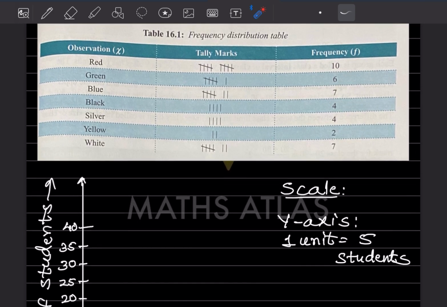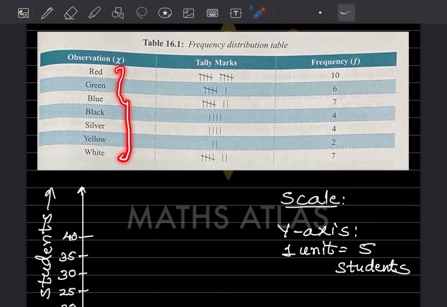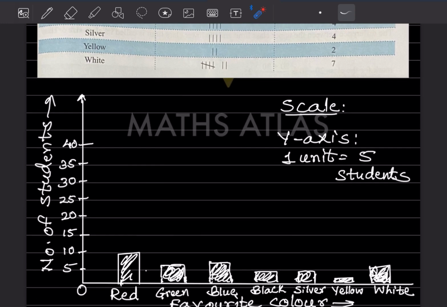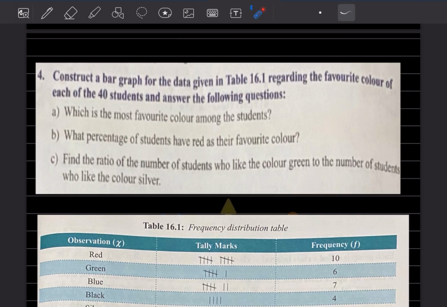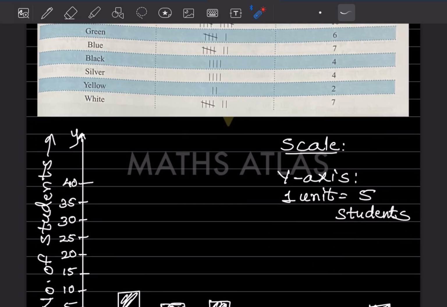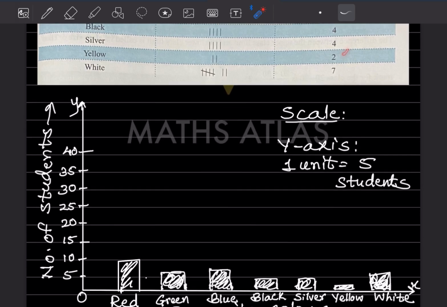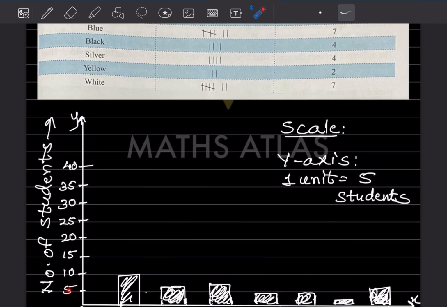Now we can see here, these are the different colors, the observations. Then these are the tally marks and this is the frequency. So on the x-axis, we can write the favorite color, and then the number of students, because they said regarding favorite color of the 40 students. Now the frequency here is from 2 to 10. As you wish, we can put a difference of 5 each, or you can put 2, 4, 6, 8, 10, 12, and so on. I just put a difference of 5 here.